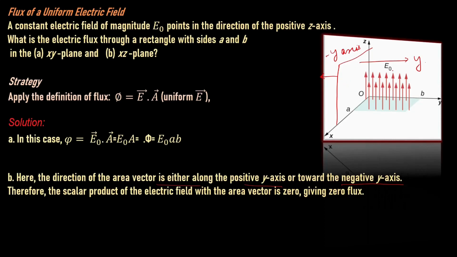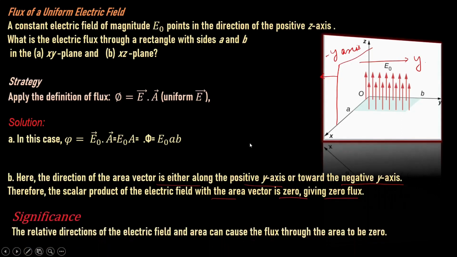I have told you two possible directions the area vector can point. So in either of the cases, the angle comes out to be 90 degrees. Therefore, the scalar product of electric field with area vector comes out to be 0, giving us 0 flux. So what is the significance of such questions? The relative directions of electric field and area can cause the flux through the area to be 0. So the value of the flux is not always fixed.